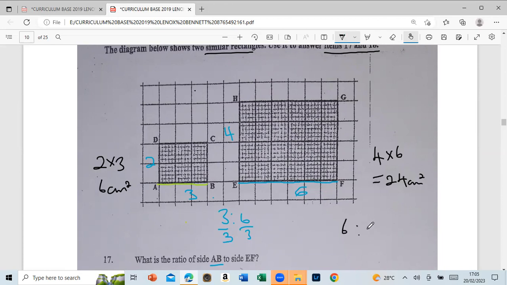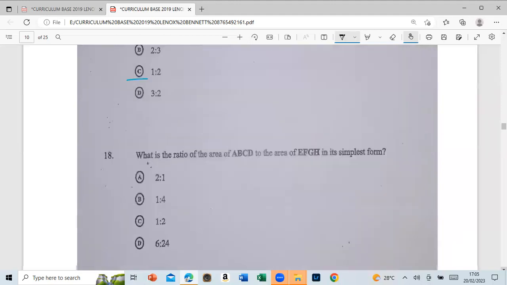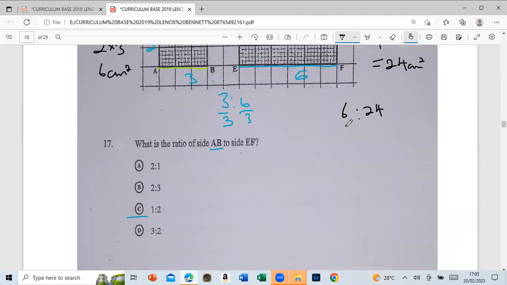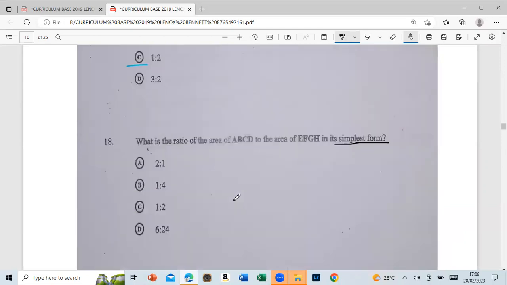Let's see if that is there as an option. If not, we're going to break it down. So let's see if we have 6 to 24. Oh, it's not in its simplest form. Okay, cool. Because it's not in simplest form, we will have to break it down. Divide both of them by 6, since 6 can go into it. If you prefer to use 3, you can do that. So it's 1 to 4. So let's see, 1 to 4. So that will be B.